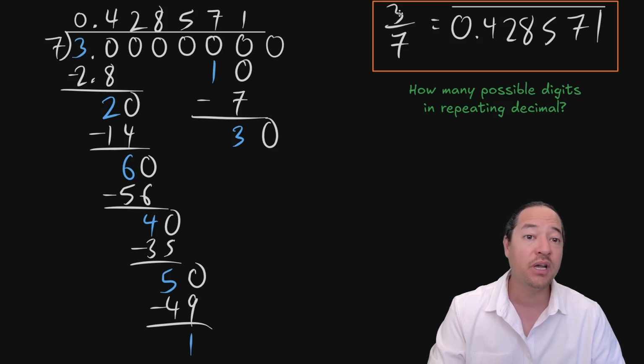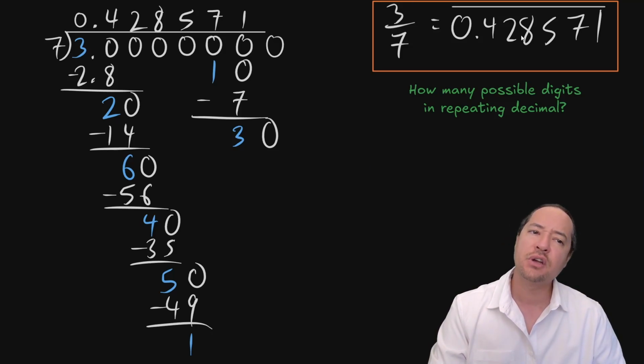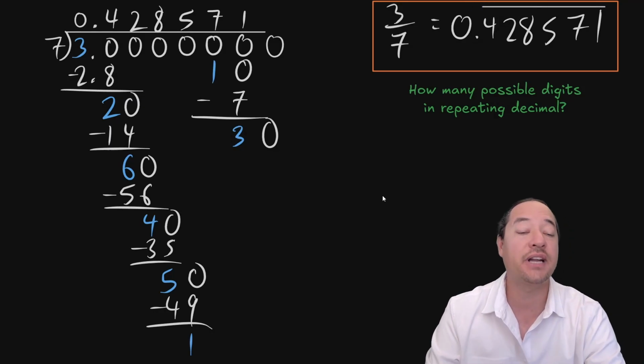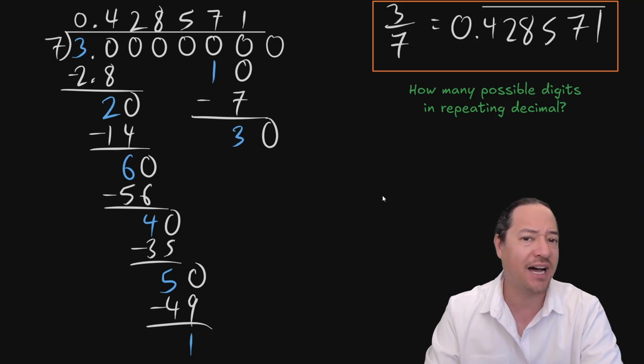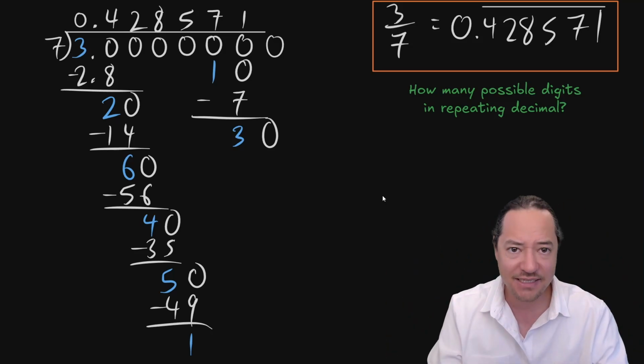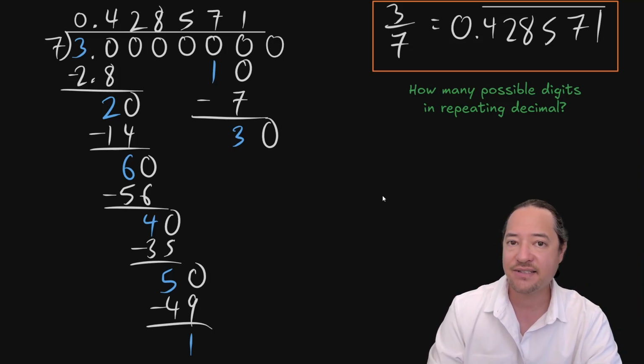If I was to do 4 sevens, could I get a longer number? Could I get a repeating unit that's 20 digits long? Could I have a repeating unit that's 100 digits long? Is there some limit? Turns out, yes, there is.